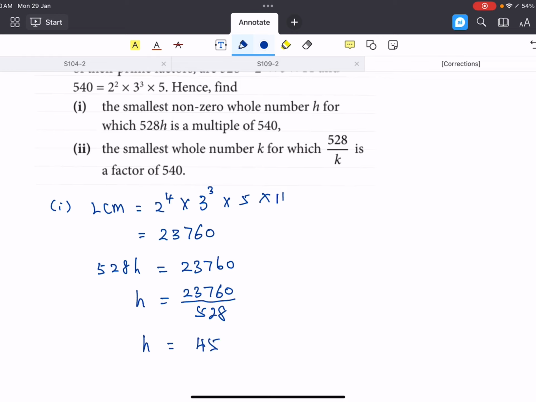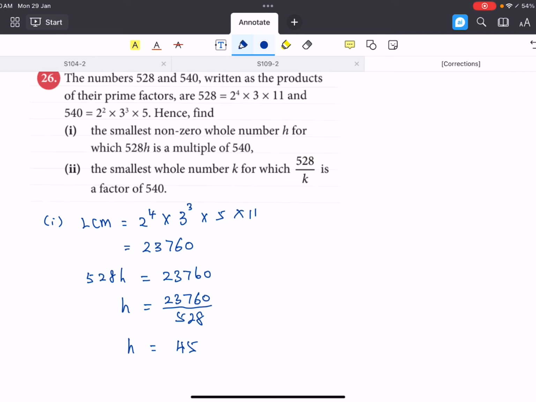Now, the next one, find the smallest whole number k for which 528 over k is a factor of 540. Let's take a look. So what we want now is to find the HCF, right? So the HCF this time around is going to be 2 to the power 2 times 3, so that works out to be 12.